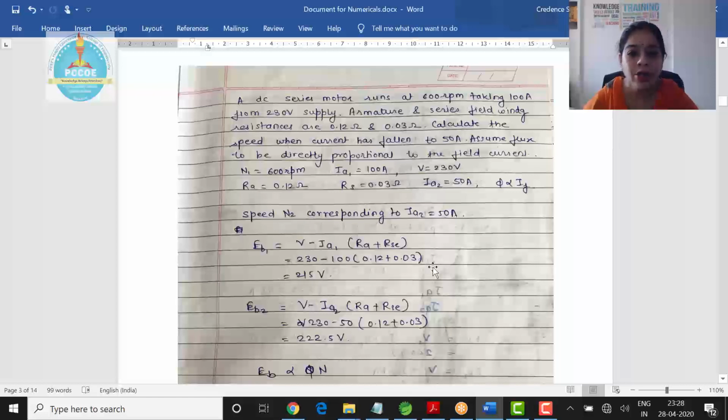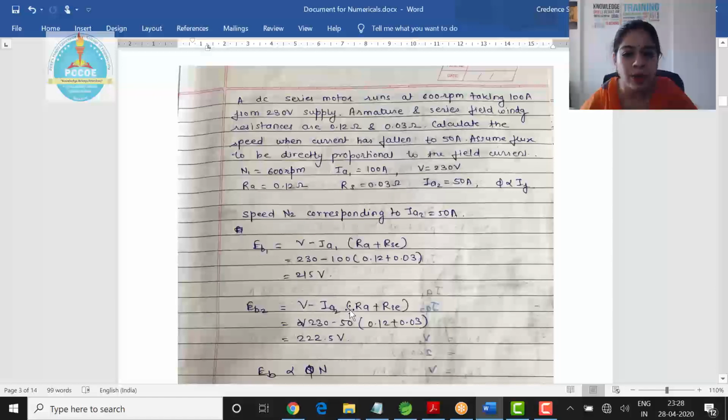So first we will start with EB1. EB1 is equal to V minus IA1 into (RA plus RSE). All the data is given, so I can directly get 215 volt. Why do we need to calculate EB1? Because we have just seen the formula that speed is directly proportional to EB upon phi. So for calculating the speed we must calculate the EB. In the first condition the current was 100 ampere, so I have kept the value of I1 as 100 here, and I have calculated the value of EB1 at the first condition. Now for the second condition, IA2 drops to 50 ampere, it is given here.